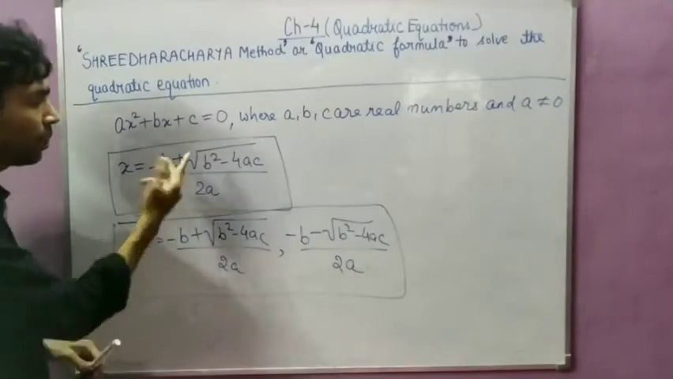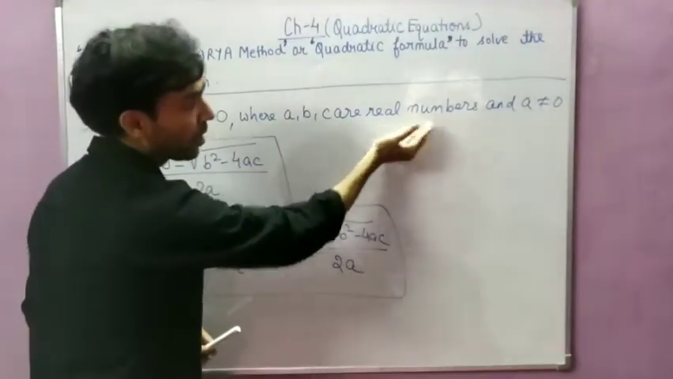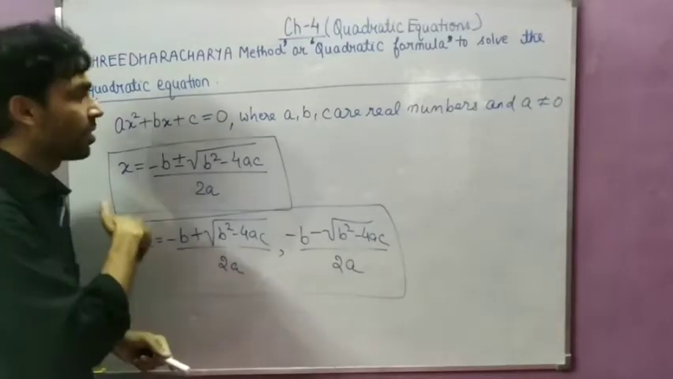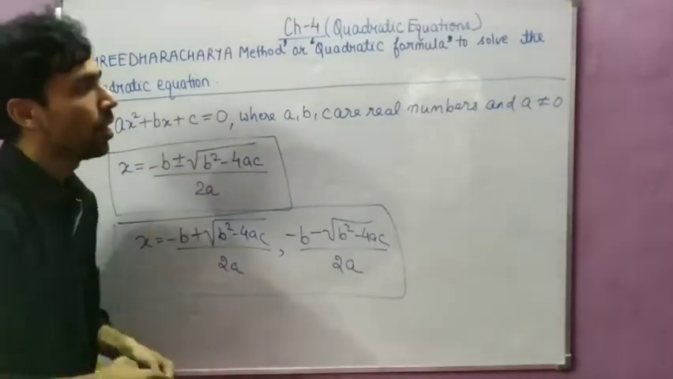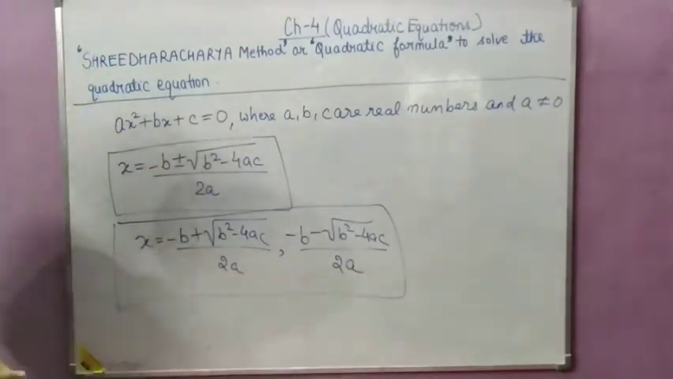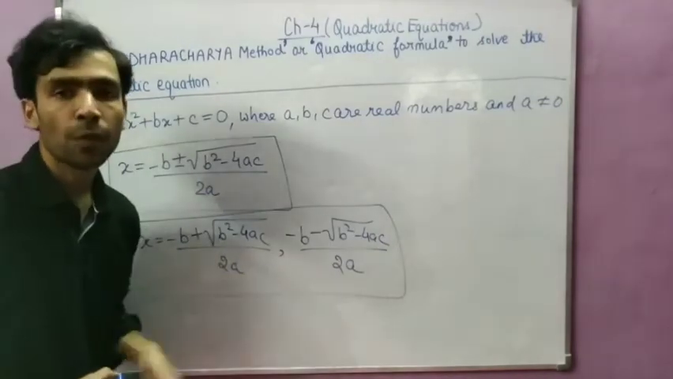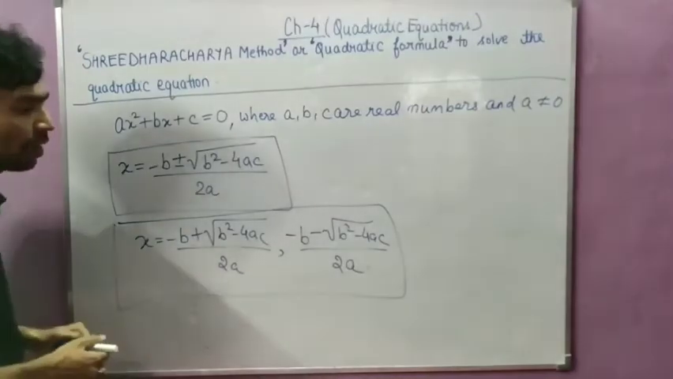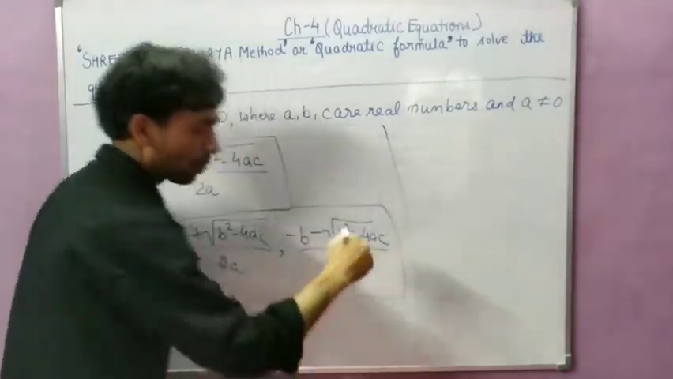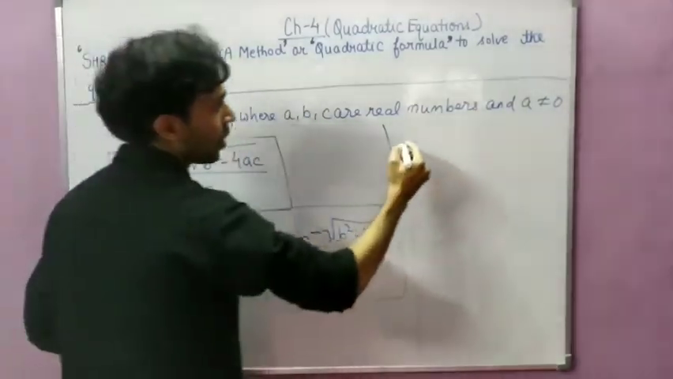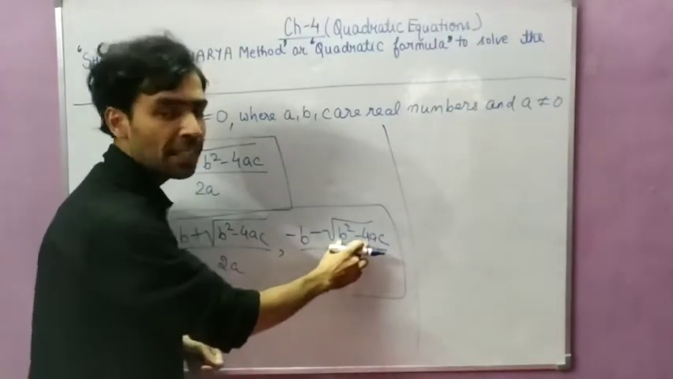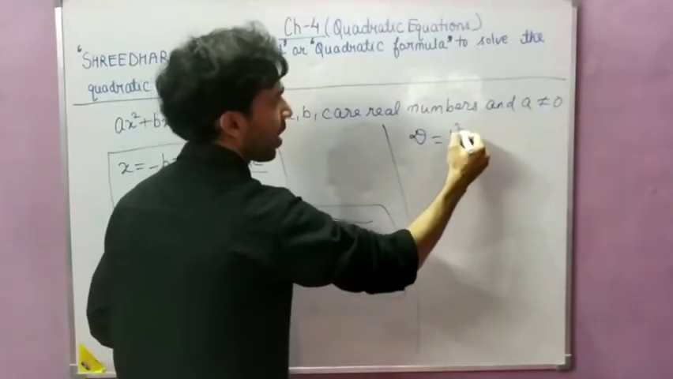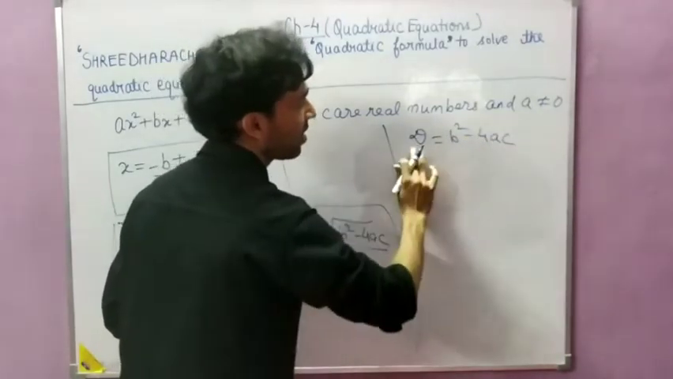And what are a, b and c? I already wrote that a, b, c are real numbers which are the coefficients of x square, x and the constant term. Okay, so you have to remember this formula, children. One more thing, students: below, you can write this b square minus 4ac as D. This b square minus 4ac is written as D.